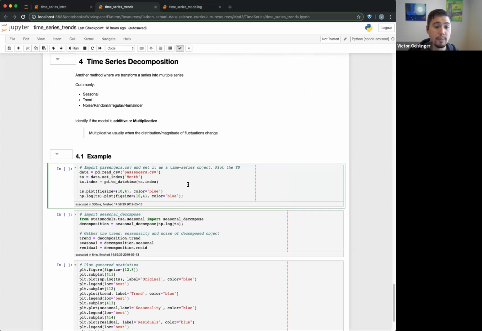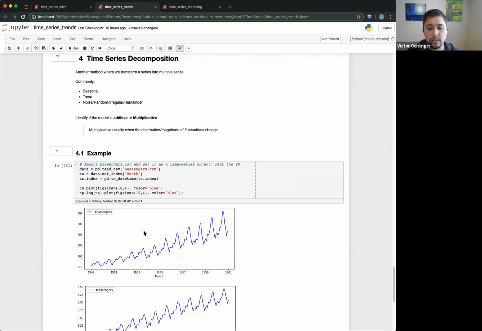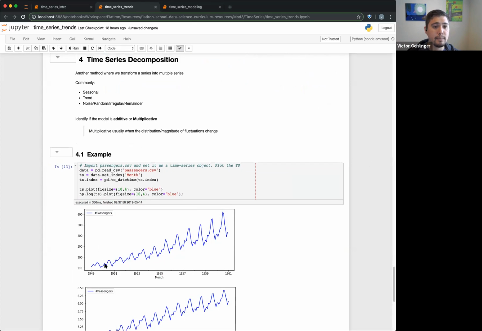So we'll have the passengers as a new CSV, so we haven't seen this data yet. I believe it's from the curriculum, but basically the idea is the number of passengers. I think the idea is that they've been expanding their business, so they have more and more passengers. And you can see here, it's going up and down, up and down, up and down.